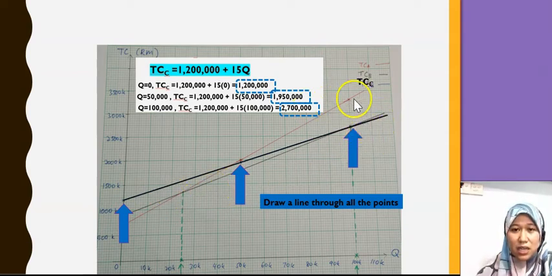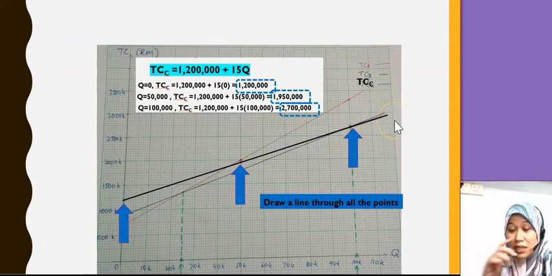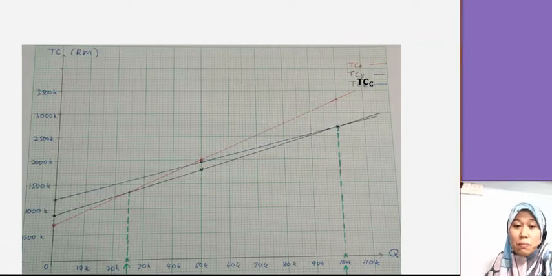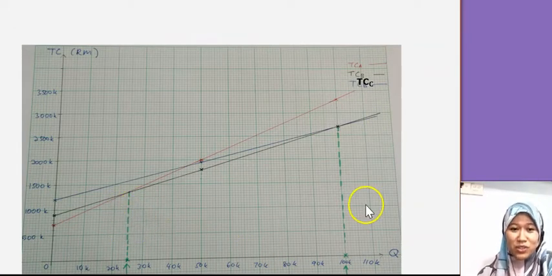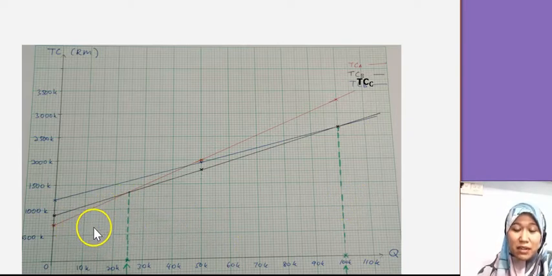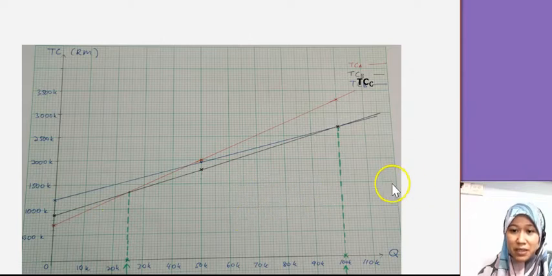You have TCA, TCB and TCC. Okay, dah siap 3 garis. Okay, now kita nak buat sempadan. Okay, sempadan ni dah terlukis. So ignore it first. Okay, how I come up with this sempadan? Sebab kita nak tahu nanti ini range siapa, ini range siapa, ini range siapa.